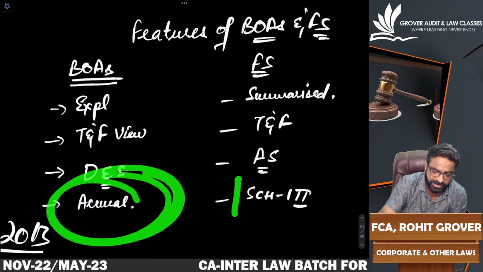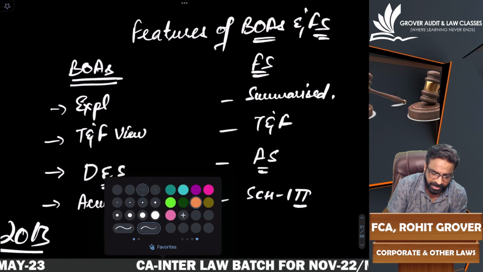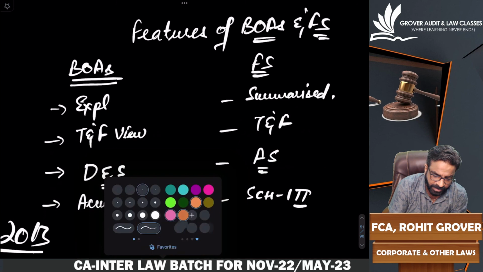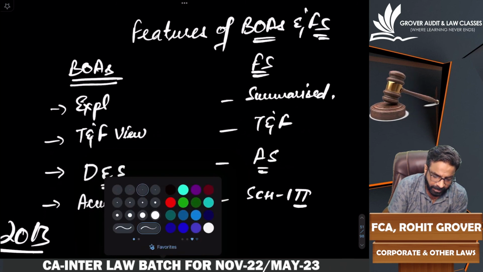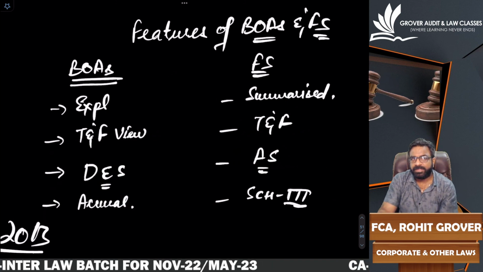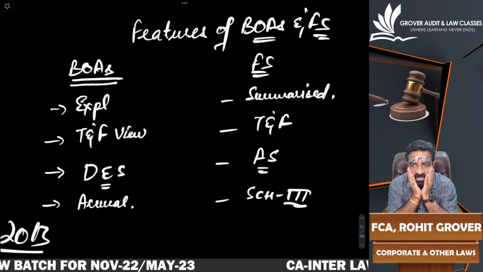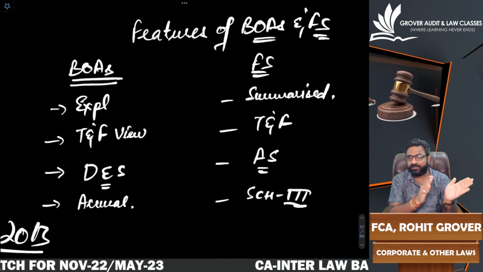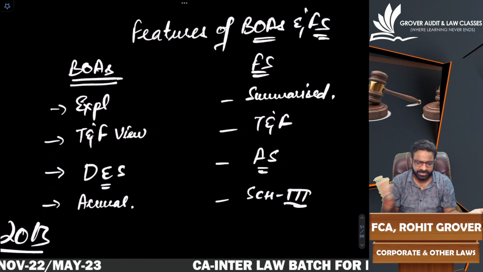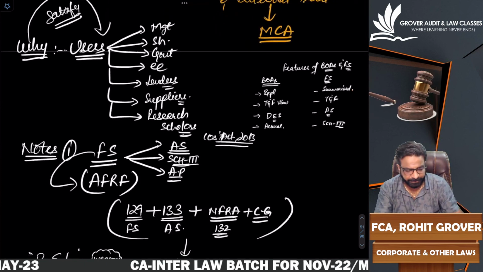Accrual. Financial statements are prepared as per the requirement of Schedule 3. Am I correct? Yes, sir. So this is the difference between BOA and FS. Is it clear? Yes, sir. So tell me 4 differences. BOA explanatory, FS summarized. True and fair. Double entry system, accounting system. Accrual basis, Schedule 3 requirement. Is it clear? Yes, sir.